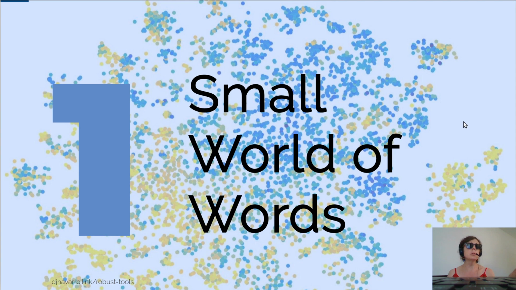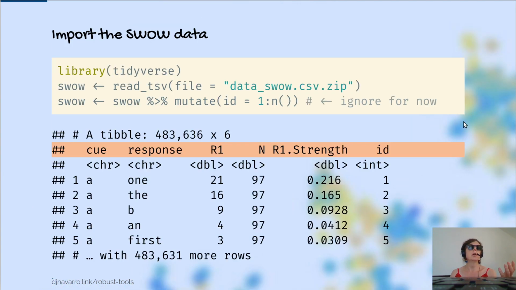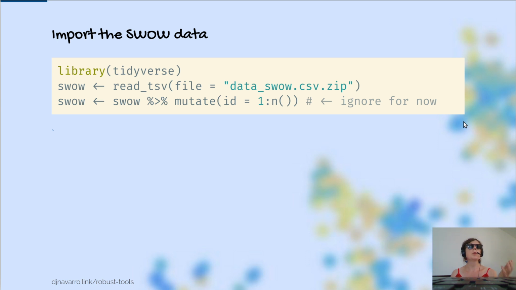Okay, so the data that we've been using is the Small World of Words data. We loaded it from file. Now we can go back to that line that I showed at the beginning, where I asked you to take it on faith that I was mutating. Now you know what it is. So I was creating a new variable called ID, and I was just assigning it a row number.